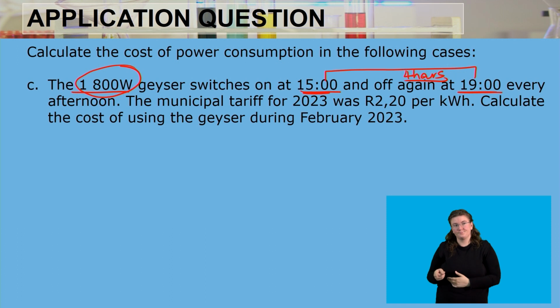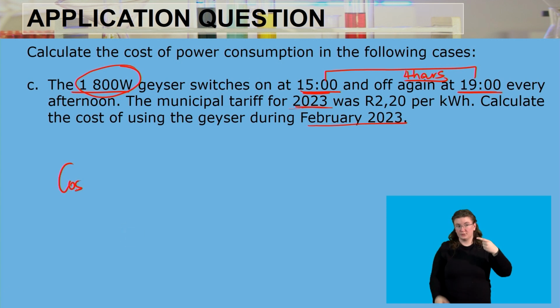Therefore, we are told that in 2023, the municipality was charging 2 rands and 20 cents per kilowatt hour, and we are supposed to calculate the total cost of using this geyser during the month of February. So, first things first, the equation says cost is equal to the power rating multiplied by the time that the appliance was in use multiplied by the tariff.